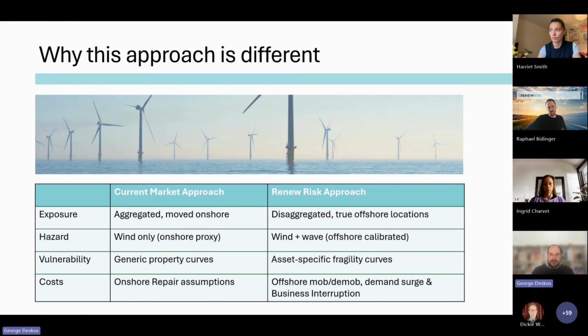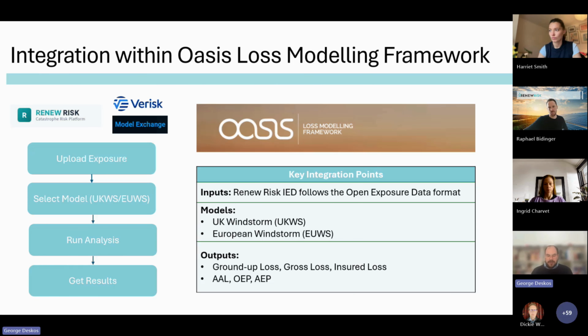And finally, I would say, and I think Dickie alluded a little bit to that, and I don't have any pictures here to show it, there are integrations with IRP, but this is a true, real Oasis model we're building. And we have full integration within the Oasis loss modeling framework.